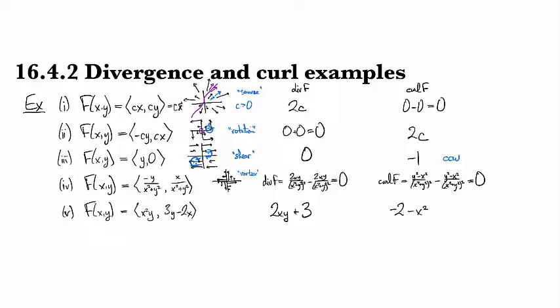Okay, so you can see here are some examples of incompressible vector fields, and then we also had some irrotational vector fields here, and here we got some zeros.